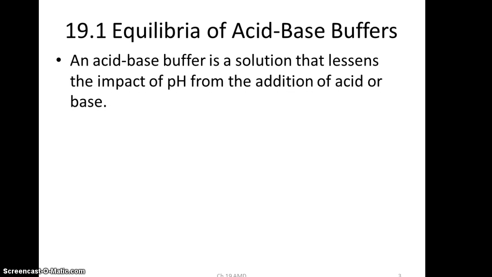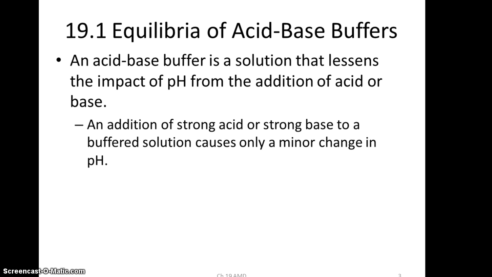Okay, so the whole idea of this section is acid-base buffers. We've already talked about equilibrium, acids, and bases, and now we're going to talk about buffers. If we have a solution and we add some, say, nitric acid, a strong acid, the solution is going to turn acidic. But with a buffer, when we add the nitric acid, it won't change the pH very much. There's only a minor change in the pH.